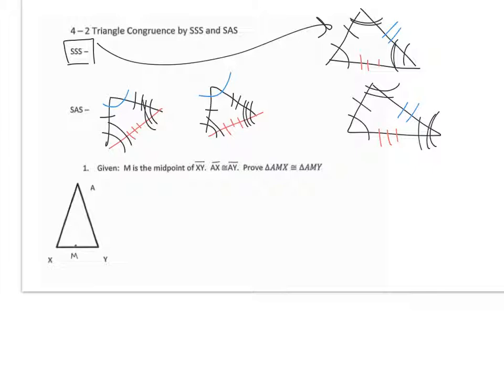As soon as we know that three sides of one triangle are congruent to three sides of another, we can say the triangles are congruent. As soon as we know that the sides and the angle in between them are congruent, then we can say the triangles are congruent. So just like any proof, I'm going to write out the given.